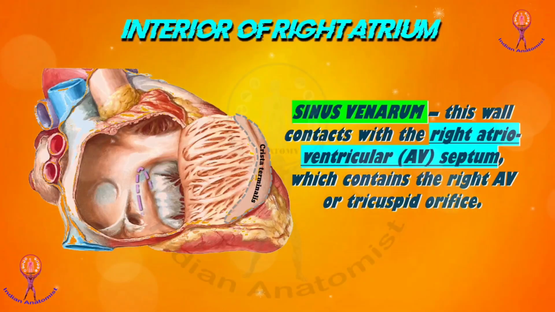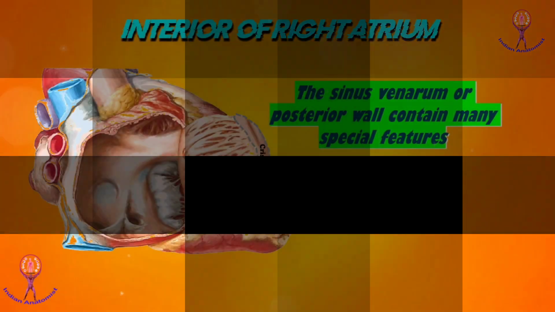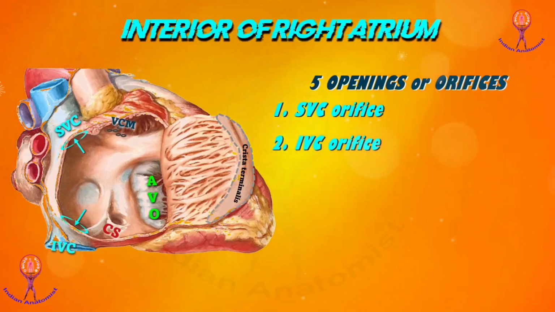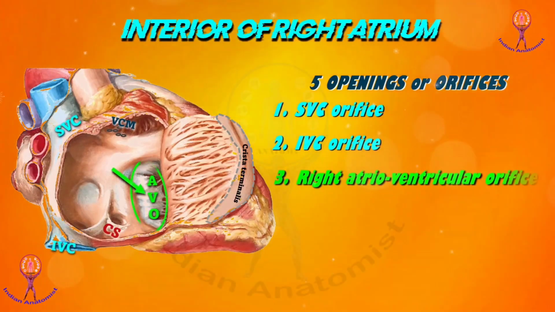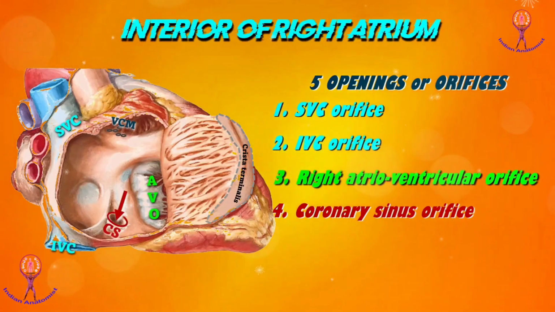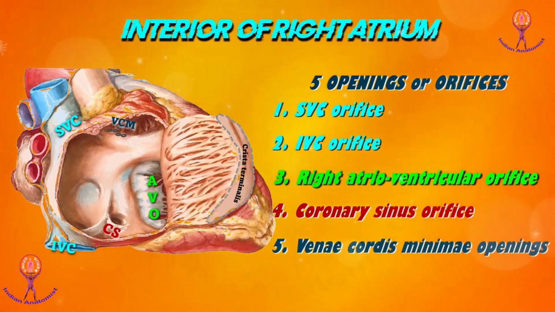Now is the time to discuss the special features of the sinus venarum of the right atrium. Inside, we can see 5 openings and 6 special features in the posterior wall of the right atrium. First, we will discuss the 5 openings. 1 is the superior vena cava orifice. 2 is the inferior vena cava orifice. At this level the SVC and IVC are terminating at these orifices. 3 is the right atrioventricular orifice. 4 is the coronary sinus orifice. And finally, number 5 is the openings of venae cordis minimae.